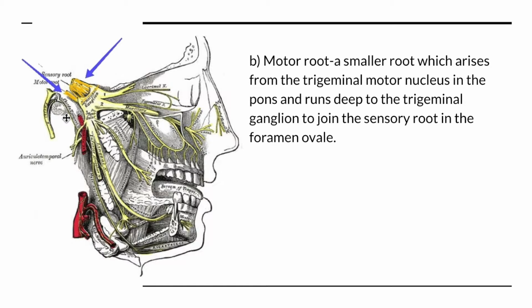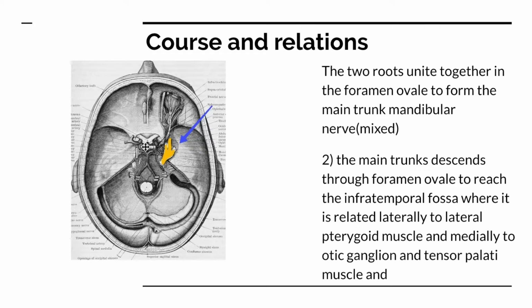So far we have seen that the mandibular nerve has arisen from two roots, a larger sensory and a smaller motor, which have proceeded towards the foramen ovale. Now this is a picture of the interior of the skull, and the foramen ovale is present in the middle cranial fossa. Now the two roots unite together in the foramen ovale to form the main trunk.